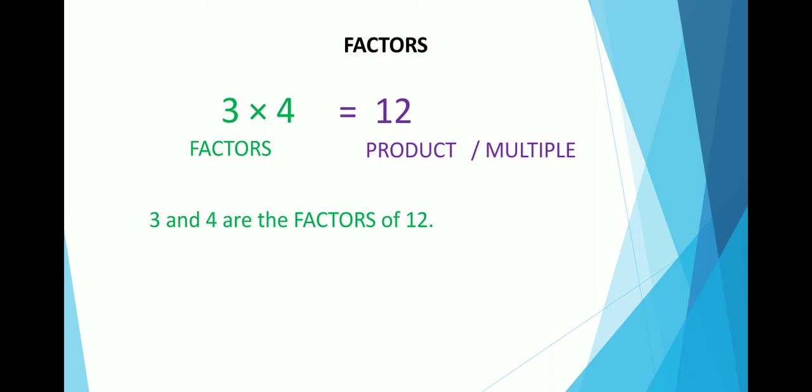But not only 3 and 4 are the factors of 12. When you multiply 2 and 6, then also we get the same result, 12. So here, can we say that 2 and 6 are also the factors of 12? And the answer is yes. 2 and 6 are also the factors of 12.